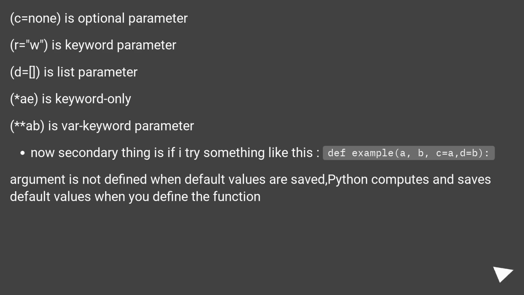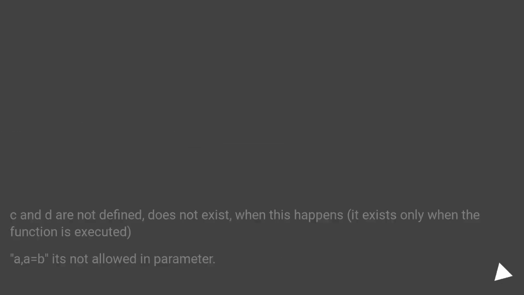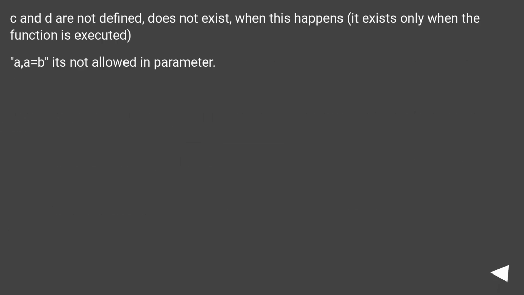Now the second thing is if I try something like this: def example(a, b, c=a, d=b). The argument is not defined when default values are saved. Python computes and saves default values when you define the function. C and D are not defined, they do not exist. They exist only when the function is executed. So c=a is not allowed in a parameter.